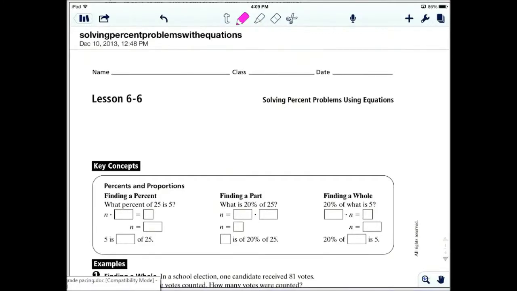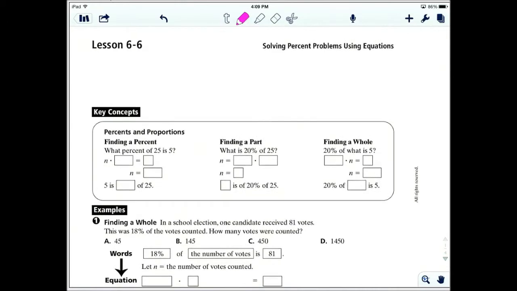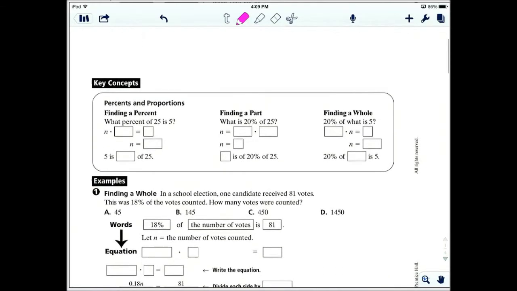This video is going to be on how do we solve percent problems using equations. So we already learned how to do it with proportions. Today we're going to do it with equations. Okay, so let's go ahead and look.